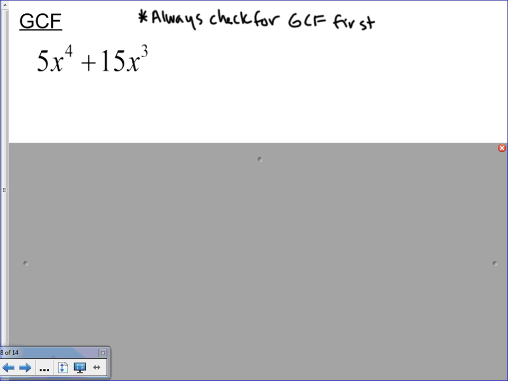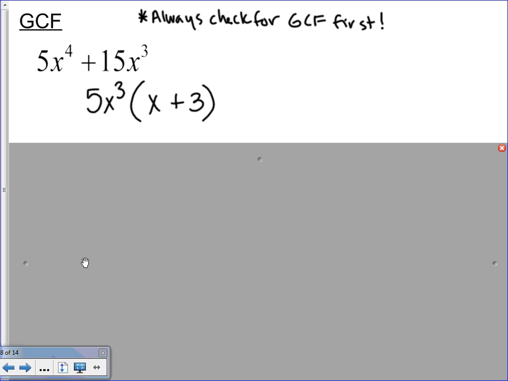Okay. If I give you 5x to the 4th plus 15x cubed, before I check for perfect squares or perfect cubes, do they have anything in common? 5 and x cubed. So we can take out a 5x cubed, that's the greatest common factor. What's left over? X plus 3. You can check if you're right by redistributing. It should be the same thing it was before.